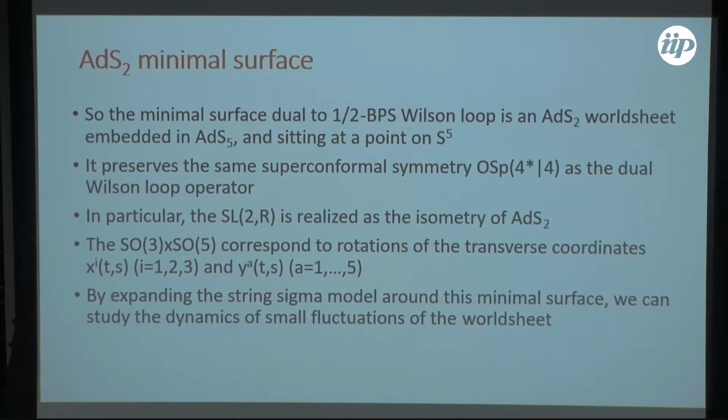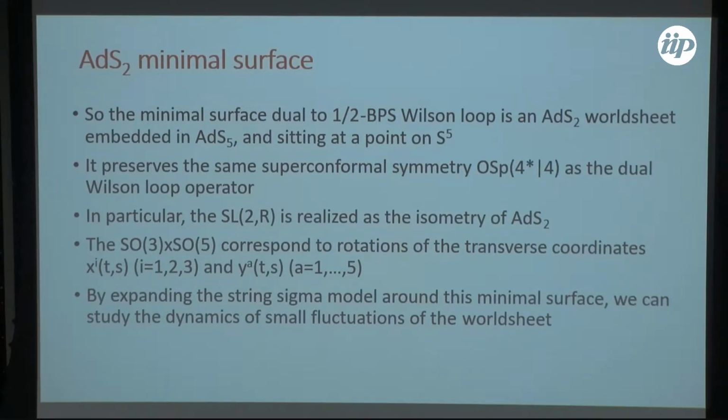It's easy to see that it preserves exactly the same symmetries of the boundary operator that we expect. The SL2R is, of course, realized here as the isometry of the AdS2 worldsheet. And the SO3 cross SO5 are the rotations of the 8 transverse coordinates to the worldsheet. So there are 3 transverse coordinates in AdS5 and 5 transverse coordinates in S5.